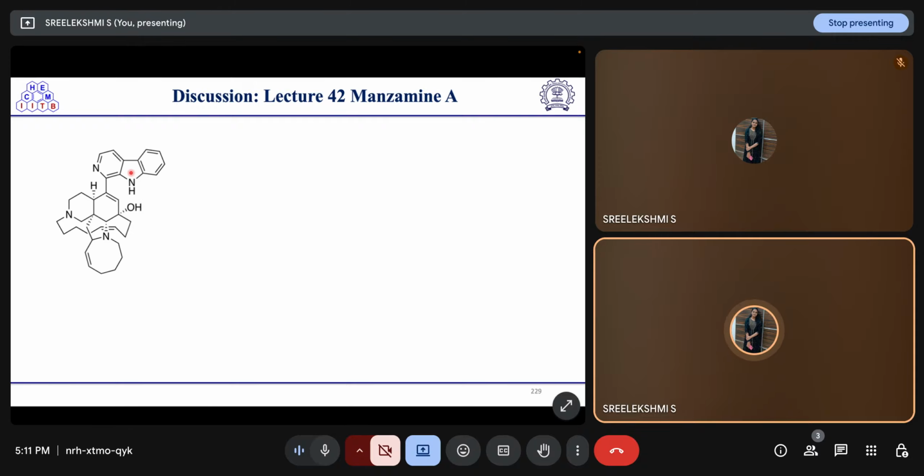Now the next lecture was about manzamin A, where we have seen the application of the De Mayo reaction, Pictet-Spengler reaction, retro-Mannich fragmentation, and Mannich reaction in the total synthesis of manzamin A. Manzamin A was the first alkaloid isolated from the marine Okinawa sponge, in 1986. Higa et al. isolated and confirmed the structure of manzamin A from the marine Okinawa sponge Haliclona.